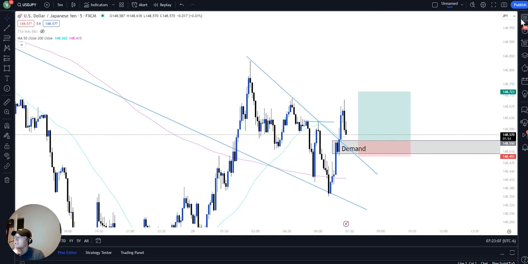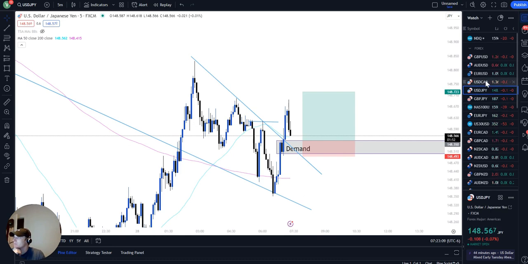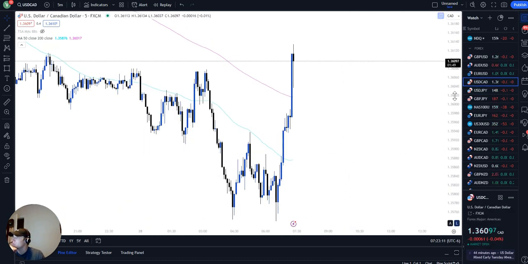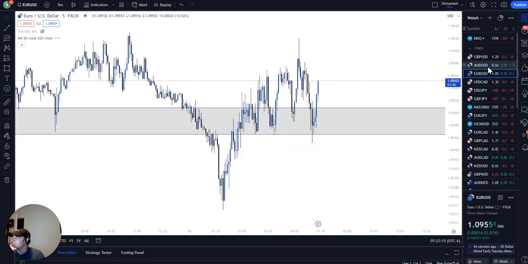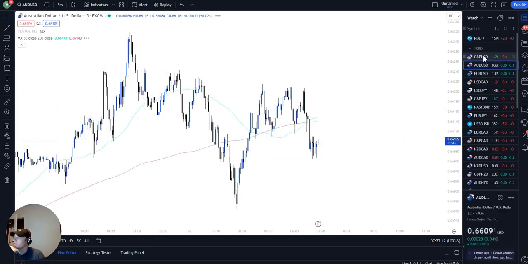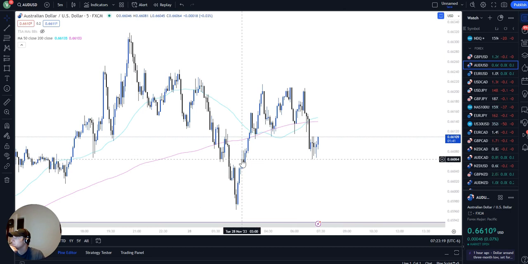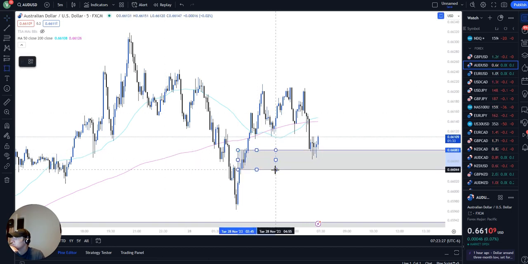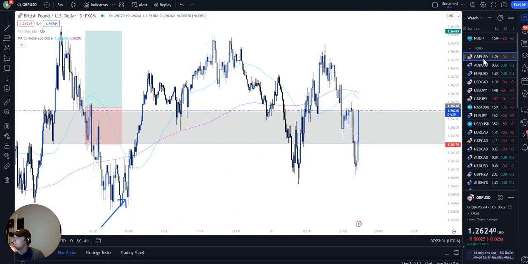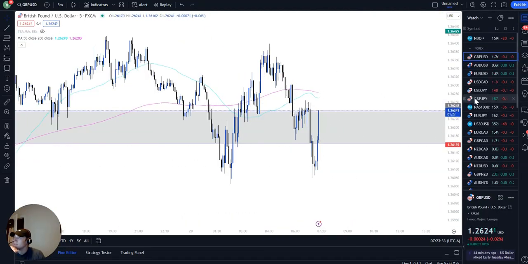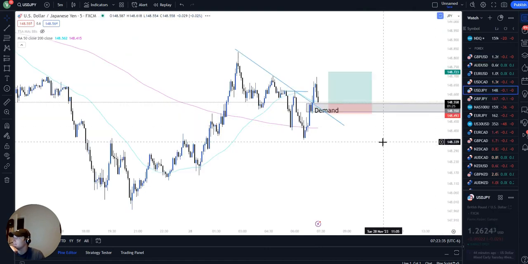Let's see. Let me check the other pairs real quick, my other pairs that I usually trade. Whoa, UCAD is flying. All right. Euro USD is also moving up. Okay, that's interesting. We have AU coming off of a demand right here. GU is flying up. So that's interesting.